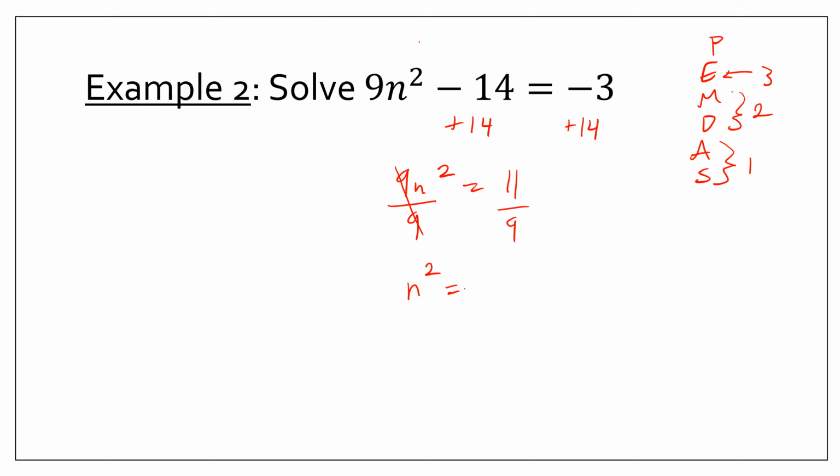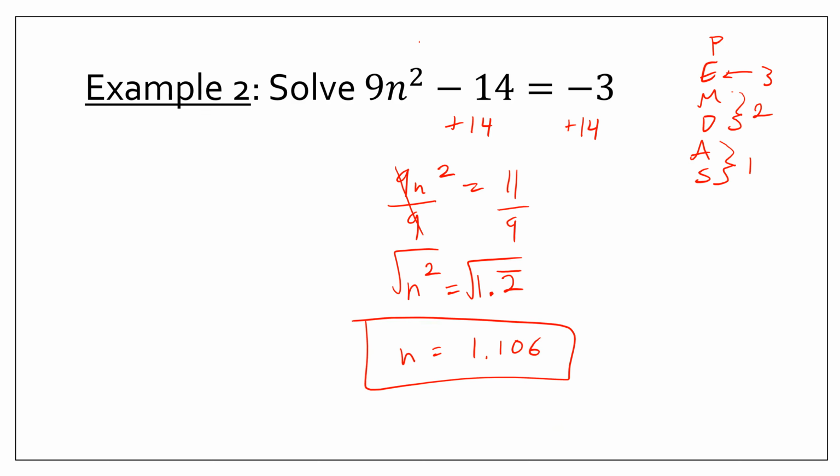That gives me that n squared is equal to, I'm going to stall for time while I pull up my calculator, 1.2 repeating. And now we know that I can take the square root of both sides. I really need to use my calculator for this. So take the square root of 1.2 repeating. We get n equals 1.106. I'll round it to 1.106. So I'm done, right?